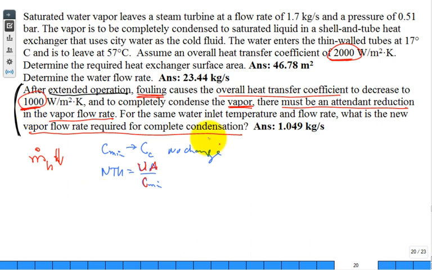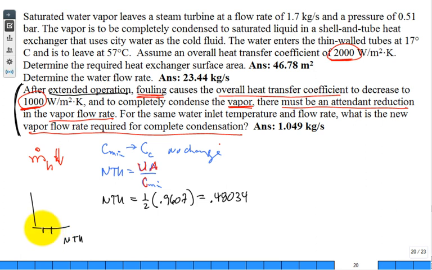So what happened? You think about the number of transfer units now is half of what it was before. So the number of transfer units is half of 0.9607. So the number of transfer units is now 0.48034, something like that. You can go back to the plot that we just showed, where instead of the NTU being 1, you move it over here to 0.48. You come up to the same line, C sub R 0, and you read off the new effectiveness.